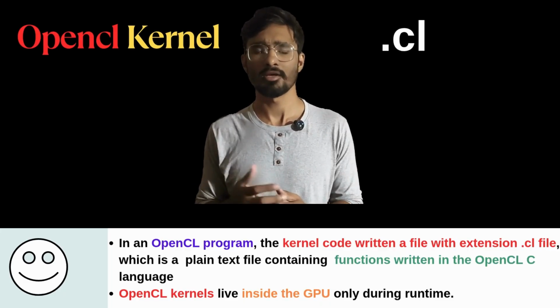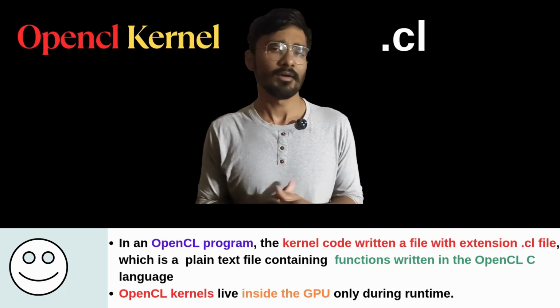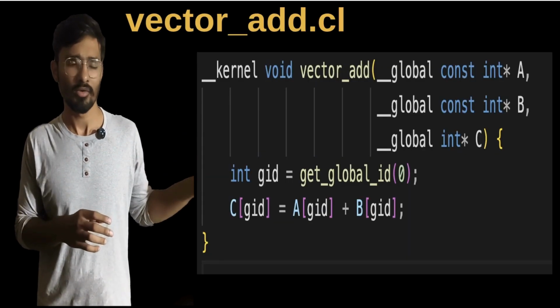This is where our OpenCL kernel lies, the CL file that actually runs on the GPU. A kernel is a function that can be executed in parallel across many GPU threads. So let's take an example of vector_add.cl. On the screen you are seeing the code. This is basically how a kernel looks.